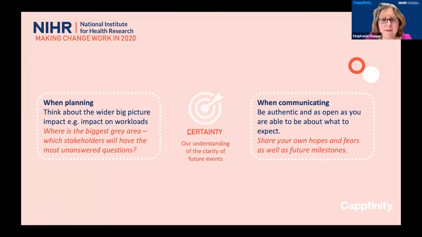Practical things we need to think about to ensure we take certainty into account. When we're planning, think about the wider impact of the change and areas of ambiguity where you perhaps don't have clarity. For instance, if we're waiting to hear about various sources of funding, perhaps there's some scenarios you can go through with those impacted about the bigger picture, if perhaps all the grants don't come in. Secondly, when communicating, be as authentic and open as you're able to about what's likely to be ahead. Be honest where you don't have the answers. This is often the hardest part, having to say you don't know, but people will respect you in the long run.